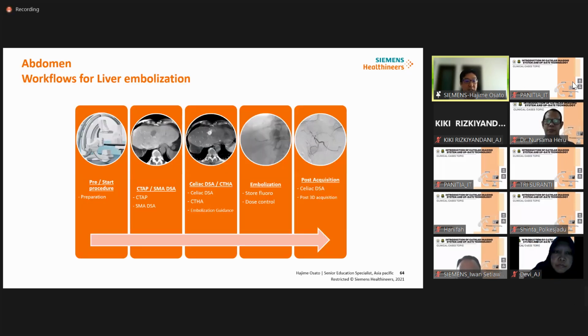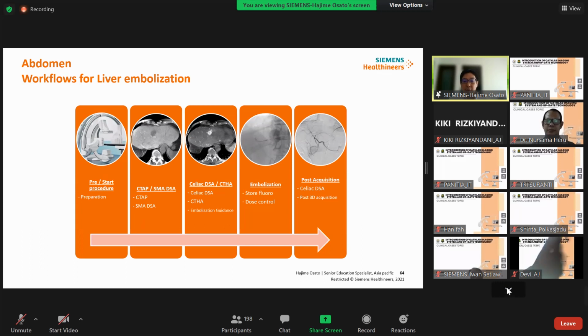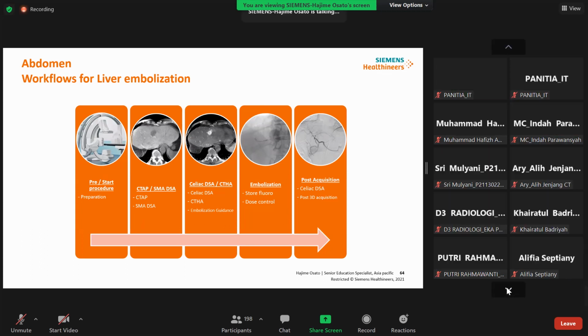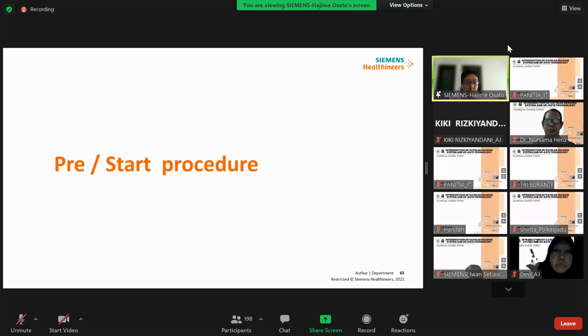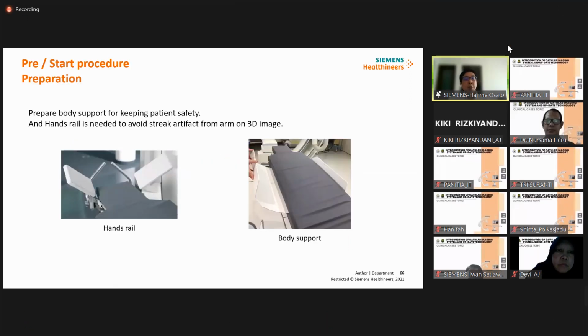This is a general procedure step for liver embolization, mostly for hepatocellular carcinoma, called HCC. So 3D imaging is the key point. Let's get started. Prepare body support for keeping patient safety, and a head rail is needed to avoid streak artifact from the arm on the 3D image.